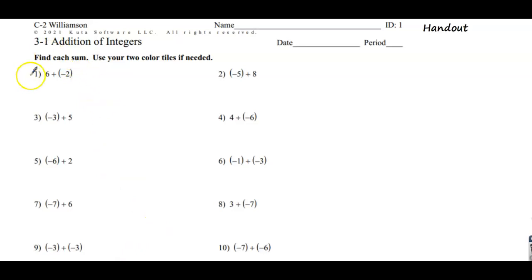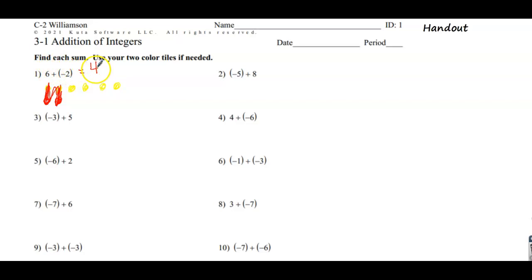Okay, let's see, this would be a +6. So if I was using my little tiles, I would have 1, 2, 3, 4, 5, 6 positives, and I would have 2 negatives. Okay, get rid of 0 pairs. Those are my 0 pairs. What do I have left? +4. Makes sense, because when you have a positive and a negative, you subtract them. You would do 6 minus 2 is 4.